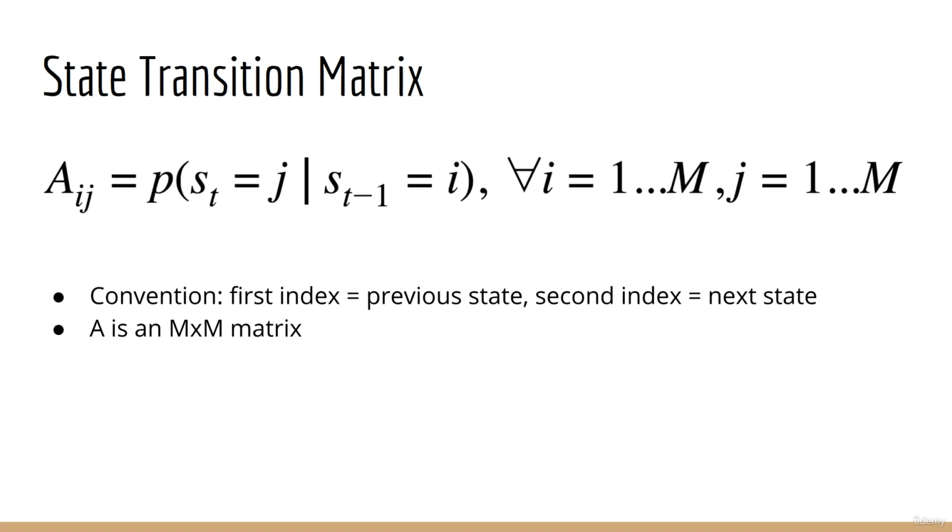Now, you may have noticed that it's quite tedious to write down P of S of t equals j, given S of t minus 1 equals i. In fact, we normally avoid writing this. Instead, we can simply store all these values in a matrix called A. We call this the state transition matrix. Our convention is that A_ij is equal to the probability that the previous state was i and the next state is j. Thus, the first index corresponds to the previous state, and the second index corresponds to the next state. And clearly, A has the shape m by m. It has m rows and m columns.